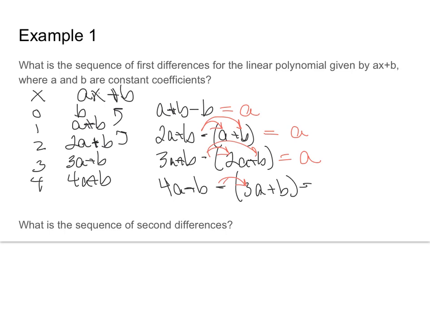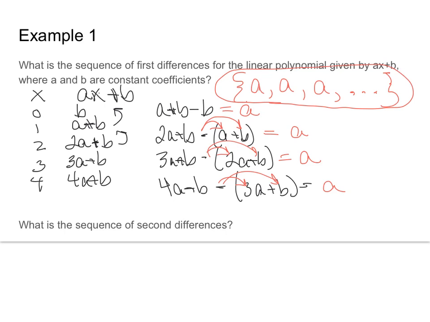And again, you guys probably figured all this out by now. So my sequence is going to be bracket, a, a, a, dot, dot, dot. It's going to be a forever. So the first differences sequence is right here.